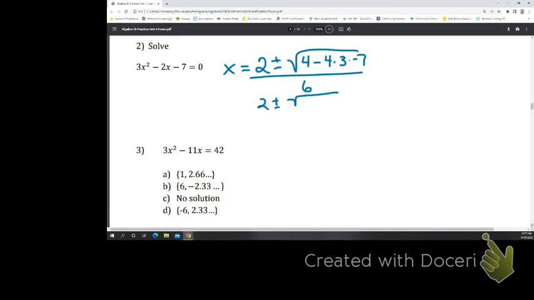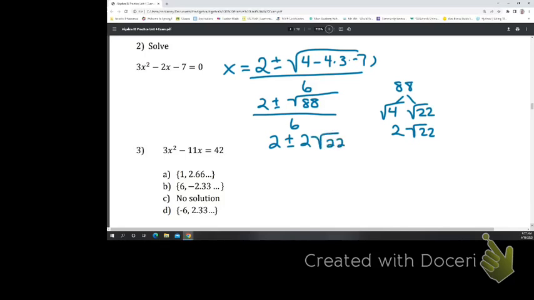So we'd have 88. When I do all of that, it's 88. Now, this one is harder in that 88 is not a perfect square. And the only perfect square that goes into 88 is actually 4. So this is the same as 4 and 22. So 2 comes to the outside and 22 is left under. So I'd have 2 on the outside, 22 under, 6 on the bottom.